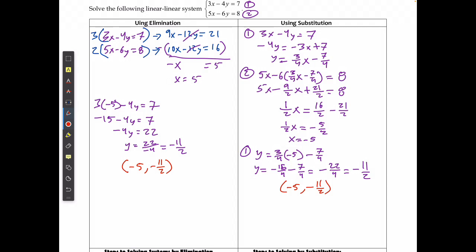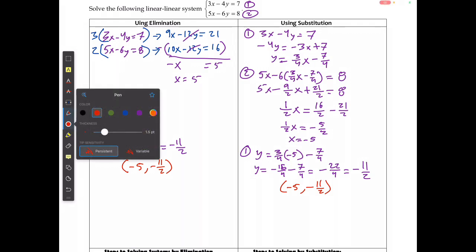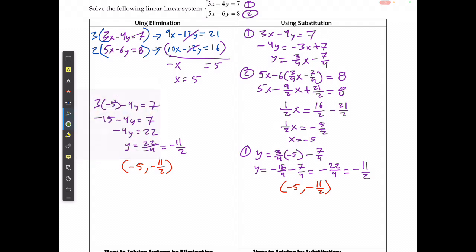I'm going to put the solution back into both the equations in their original form to make sure I didn't do something silly when I was doing it. So I'm going to start with the solution in the first equation. I'm going to say that if I have 3 times negative 5 minus 4 times negative 11 over 2, does that equal 7? Well, this is going to give me negative 15 plus 22 is equal to 7, and this one works. Left side is equal to right side.